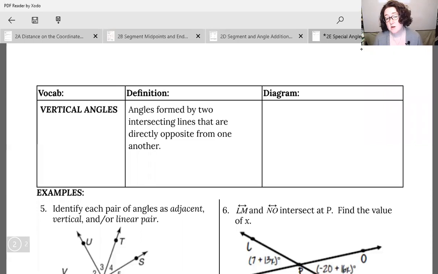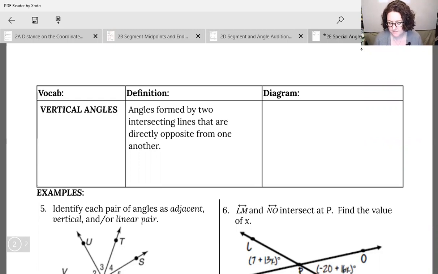So our next pair is called vertical angles. Now this is a little bit misleading. Vertical, you're used to thinking of a vertical line, and that actually might help you a little bit with understanding what's going on. So vertical angles are formed by two intersecting lines that are directly opposite from each other.